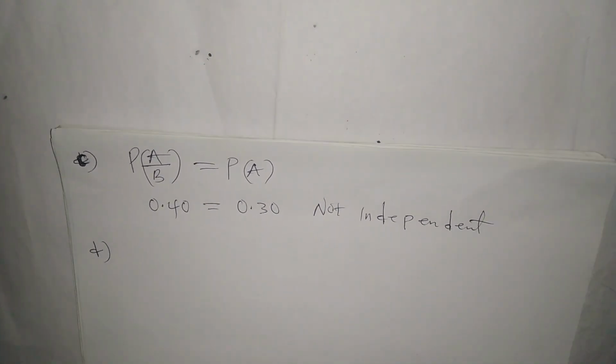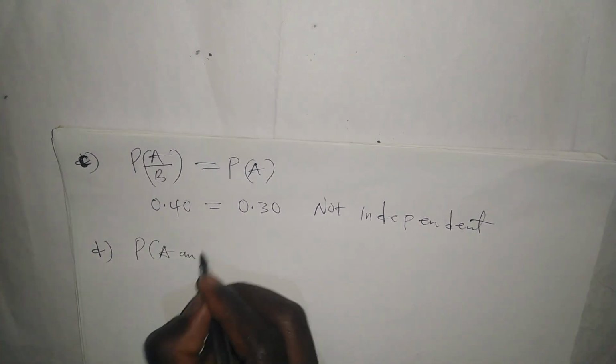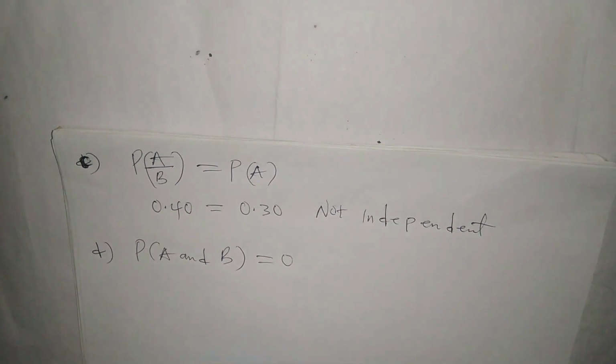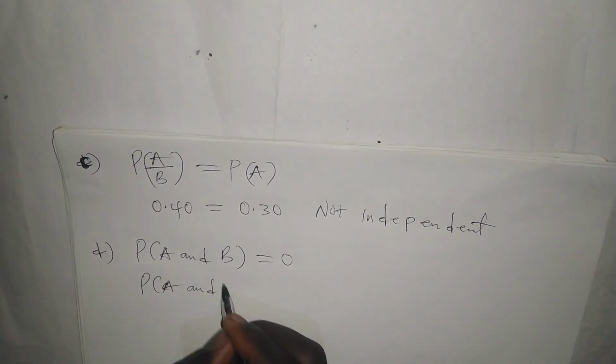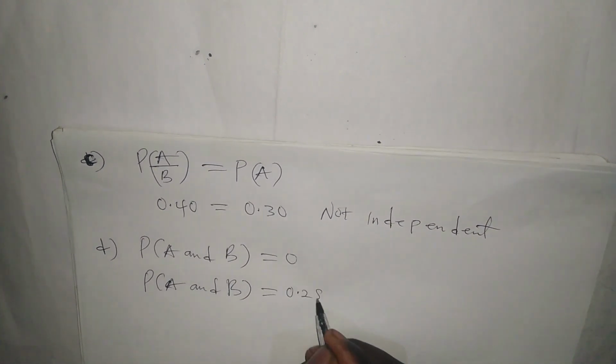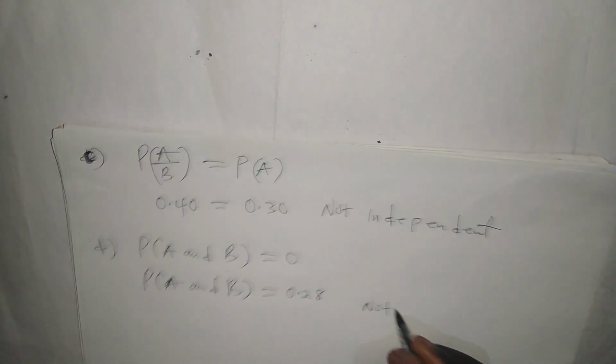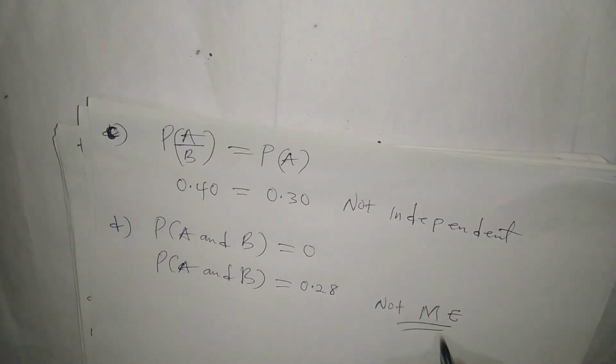Now let's look at D. D says, are the two events mutually exclusive? Now for events to be mutually exclusive, the probability of events A and B must be equal to 0. And in this case, the probability of A and B is equal to 0.28. Therefore, the two events are not mutually exclusive.